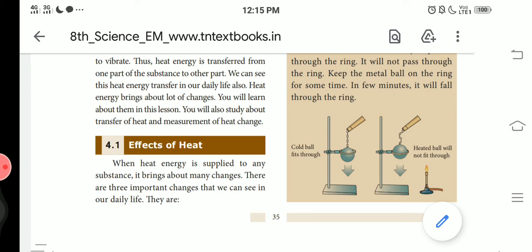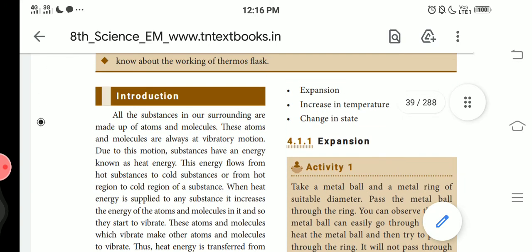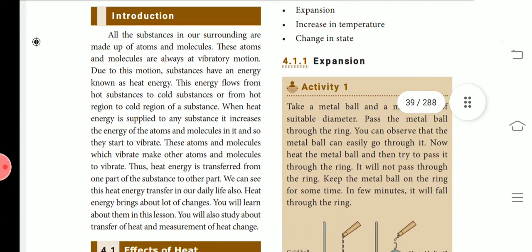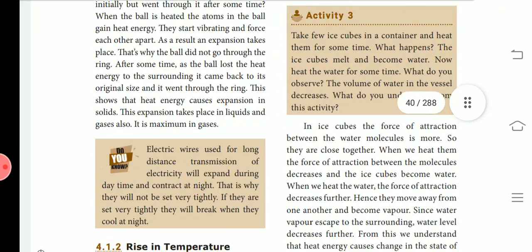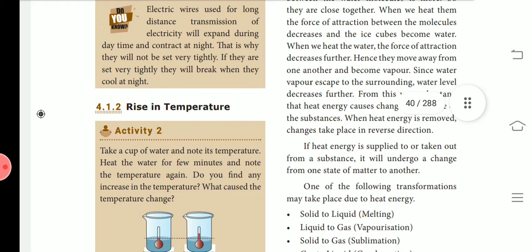After keeping that heated ball at normal temperature for some time, once again you check, and the ball can pass through the metal ring. Why? Because on heating, the solid expands. On heating, the object expands. So this is the first concept of the effects of heat. When you heat some object or solid substance, automatically that object will expand. Here we have explained it with the help of a metal ball. And the next effect is rise in temperature.